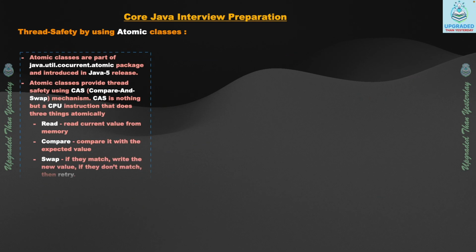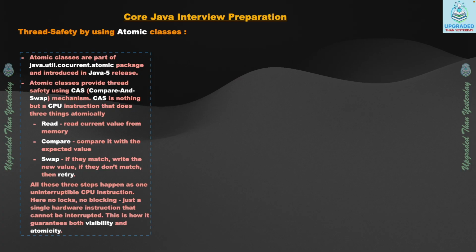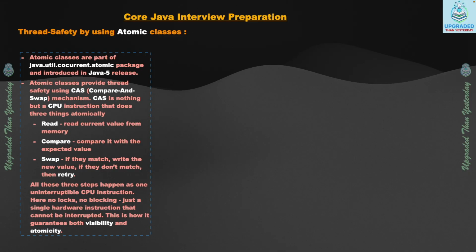Thread safety by using atomic classes. Atomic classes are part of java.util.concurrent.atomic package and were introduced in Java 5 release. Atomic classes provide thread safety by using CAS, that is compare and swap mechanism. Compare and swap mechanism is nothing but a CPU instruction that does 3 things.